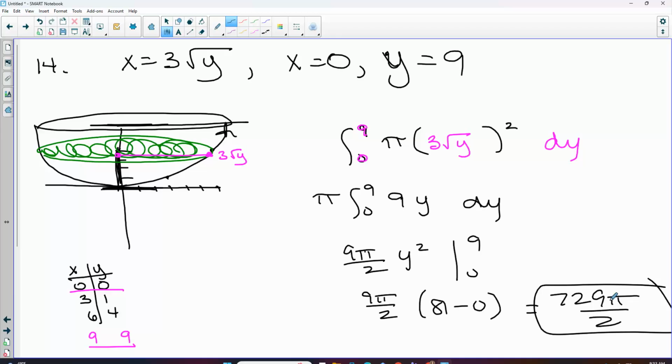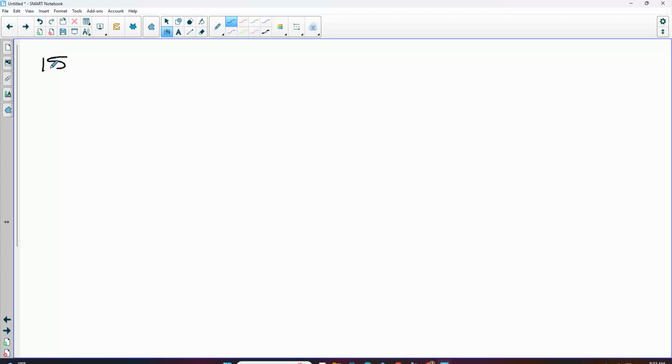Any questions on that? So if we're rotating around the y-axis, probably easier to work in terms of y. Number 14, or sorry, 15. This one we're rotating around the x-axis, so we'll work it in terms of x.